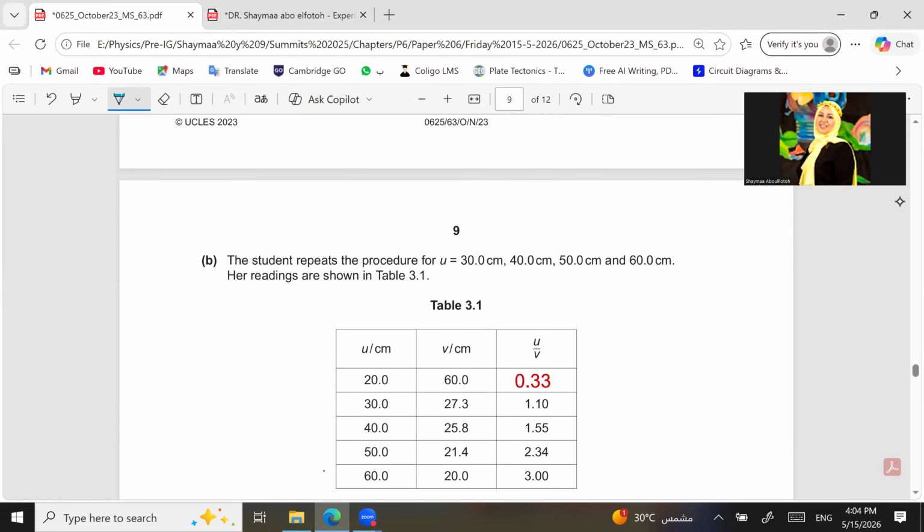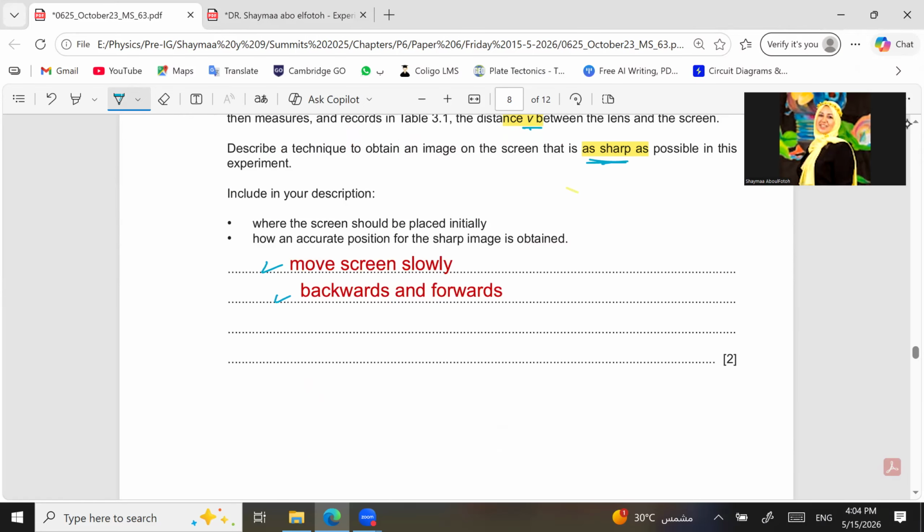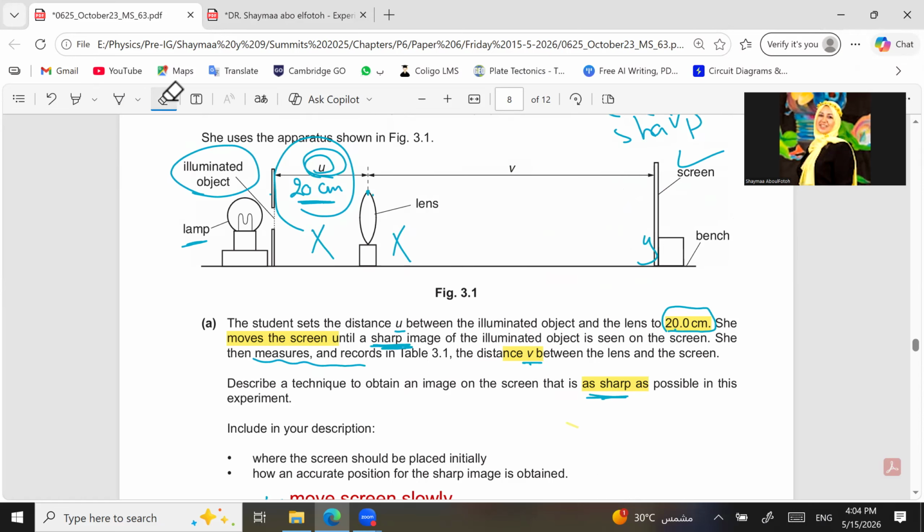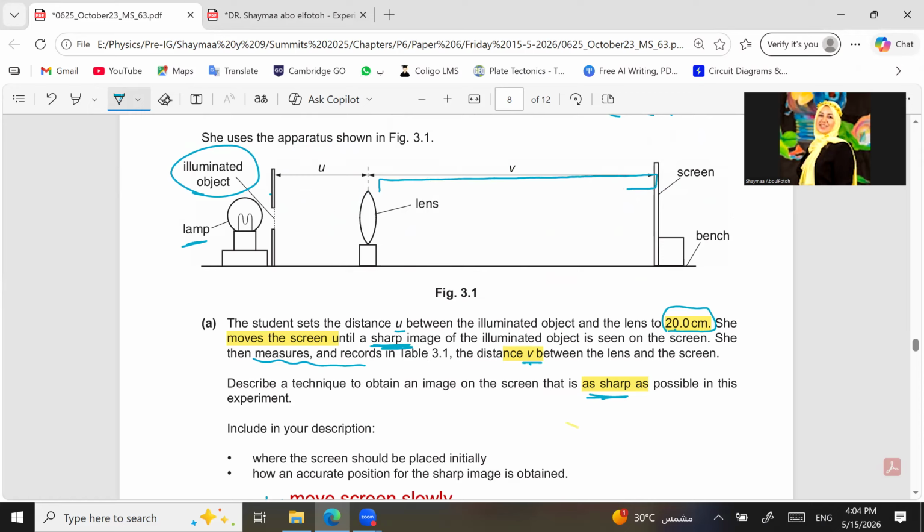The first question he asked me is to measure the distance V. He said measure and record the distance V. I'm going to use the ruler to measure the distance between them. All the drawing is missing, so I will remove everything. Now I am going to measure by using the ruler, putting it closer to the screen and the lens, and try to measure the distance between them.